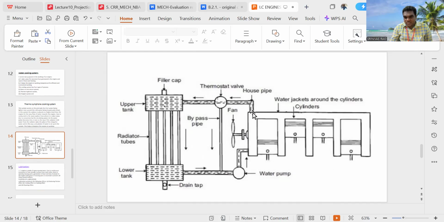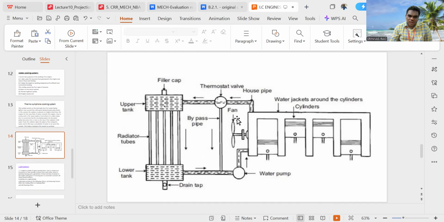Here we are at the cylinder head portion. We are providing water jackets along this particular cylinder area. Whenever the water flows from this area to this region, the heat from the cylinder walls is absorbed by the water and transferred into the upper tank. Due to the density difference, the cold water is again transferred into this line, and the hot water comes down. This is how the thermosyphon water cooling system works. The main thing is the water circulated through these water jackets along the cylinder head portion removes the heat.